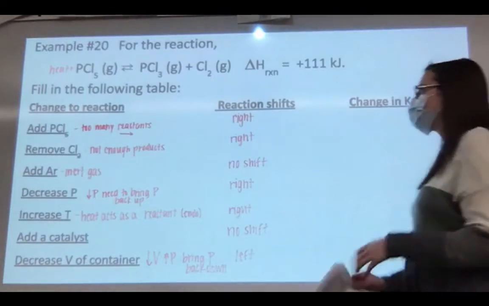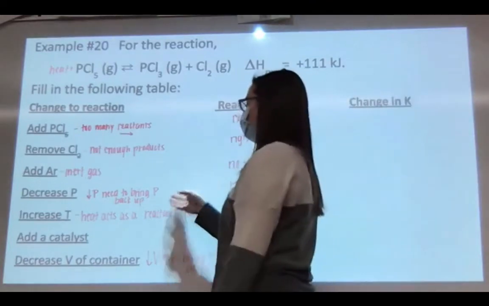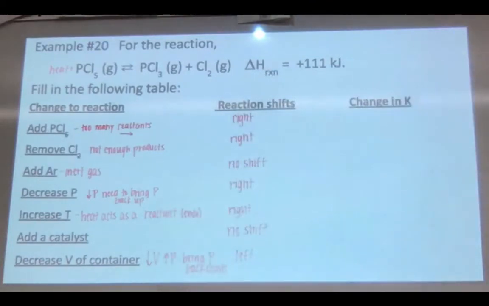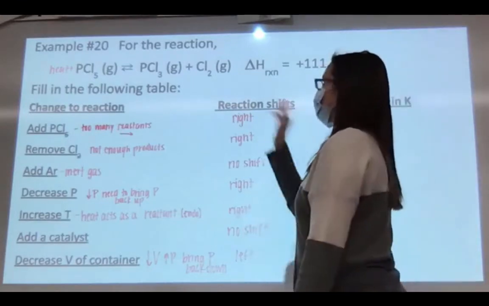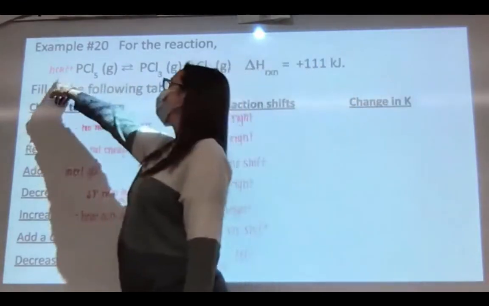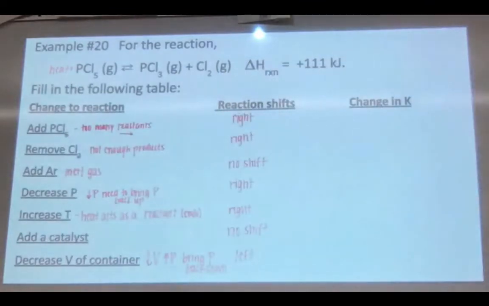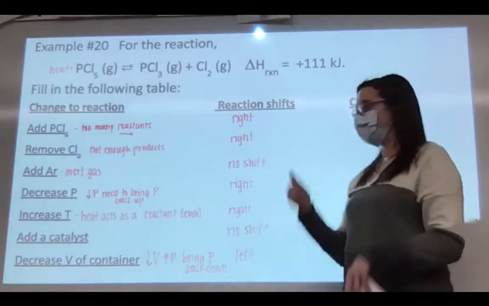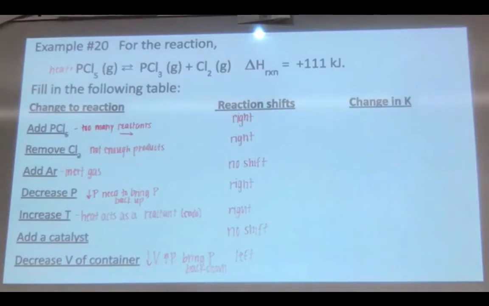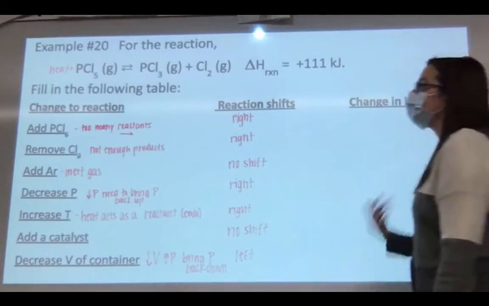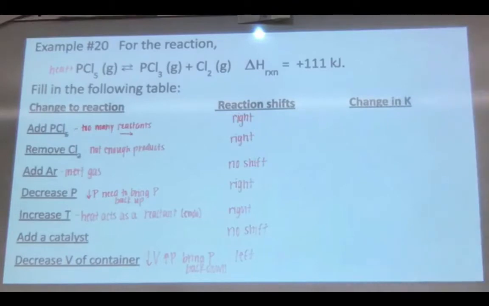When you decrease the pressure, it's going to shift right. Because if you're decreasing the pressure, in order to get back to equilibrium, you need to bring the pressure back up. So it's going to shift to the side with more moles of gas. That's the right side. When you increase the temperature, it's going to shift right because it's endothermic, so heat acts as a reactant. Adding a catalyst will have no effect on the shift. And then decreasing the volume of the container: if you decrease the volume, you're increasing pressure. So to get back to equilibrium, you need to bring pressure back down, which means you shift to the side with the least number of moles of gas, which is the left side.